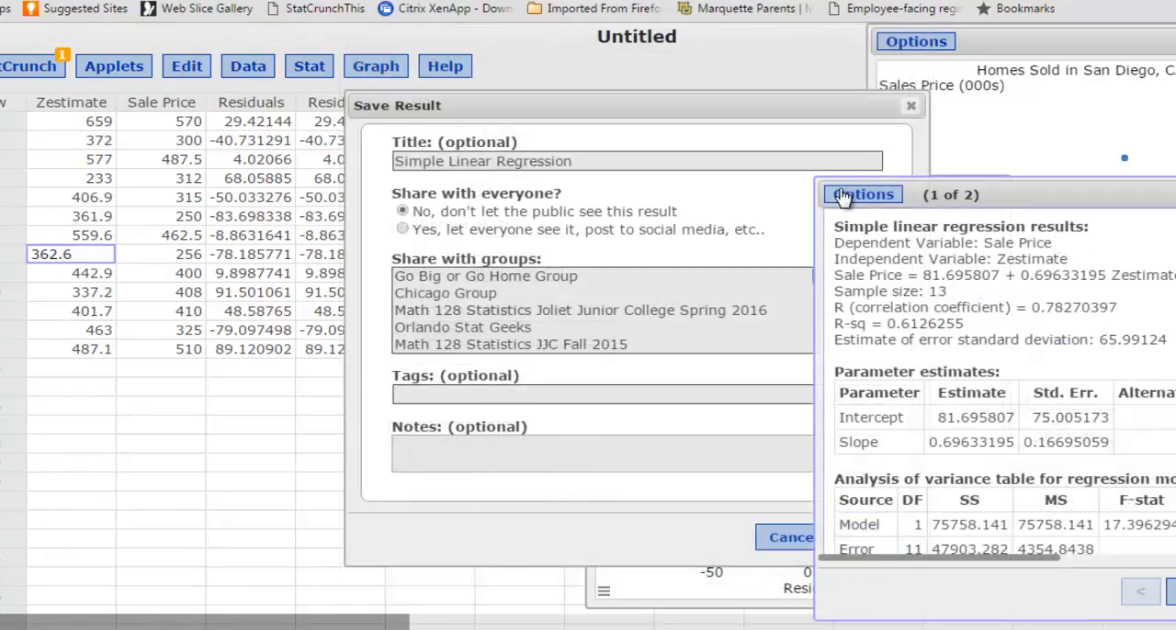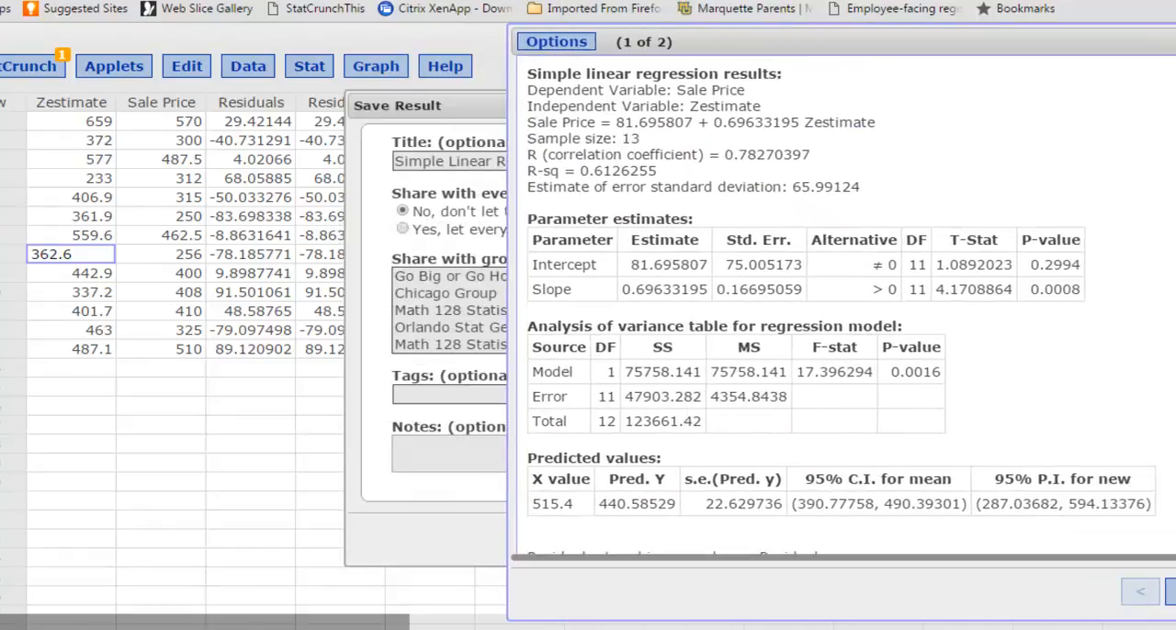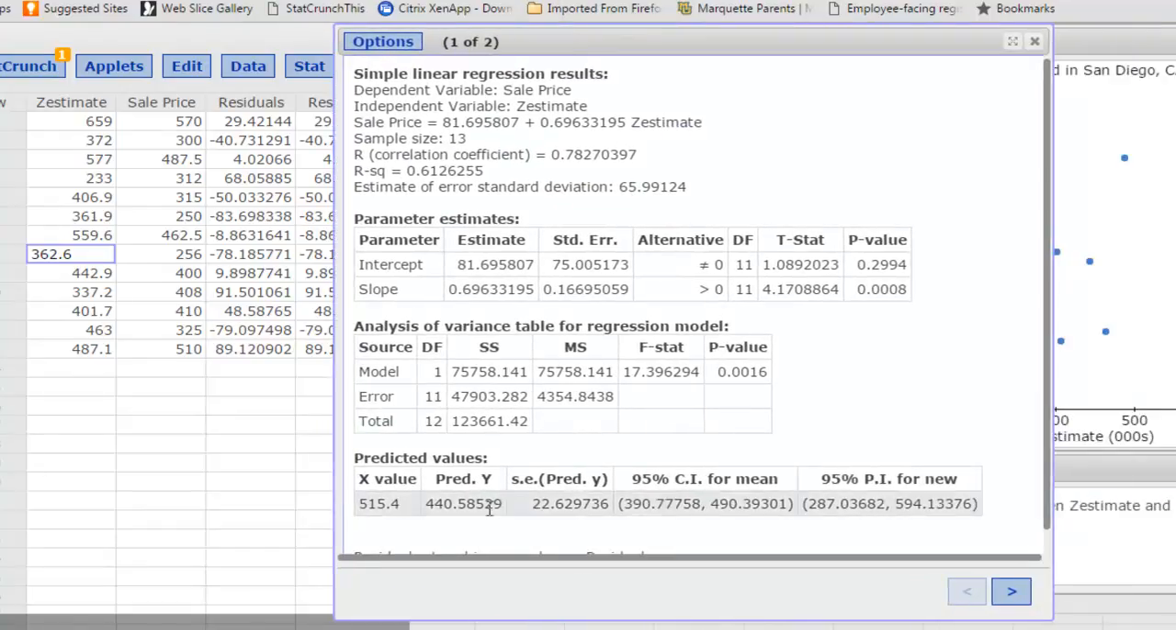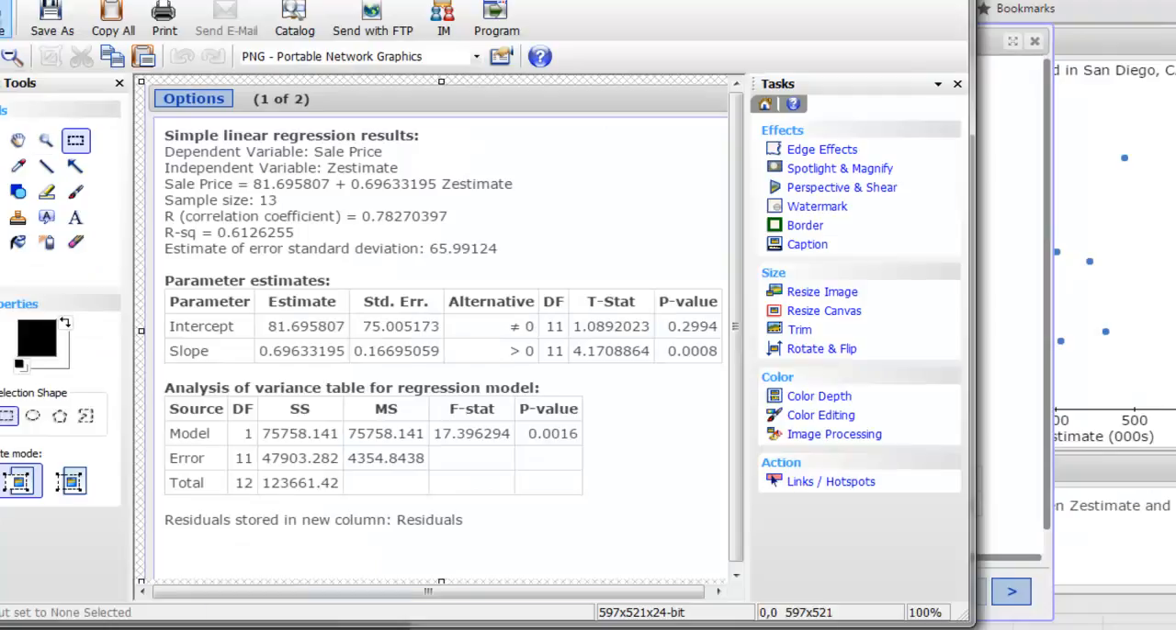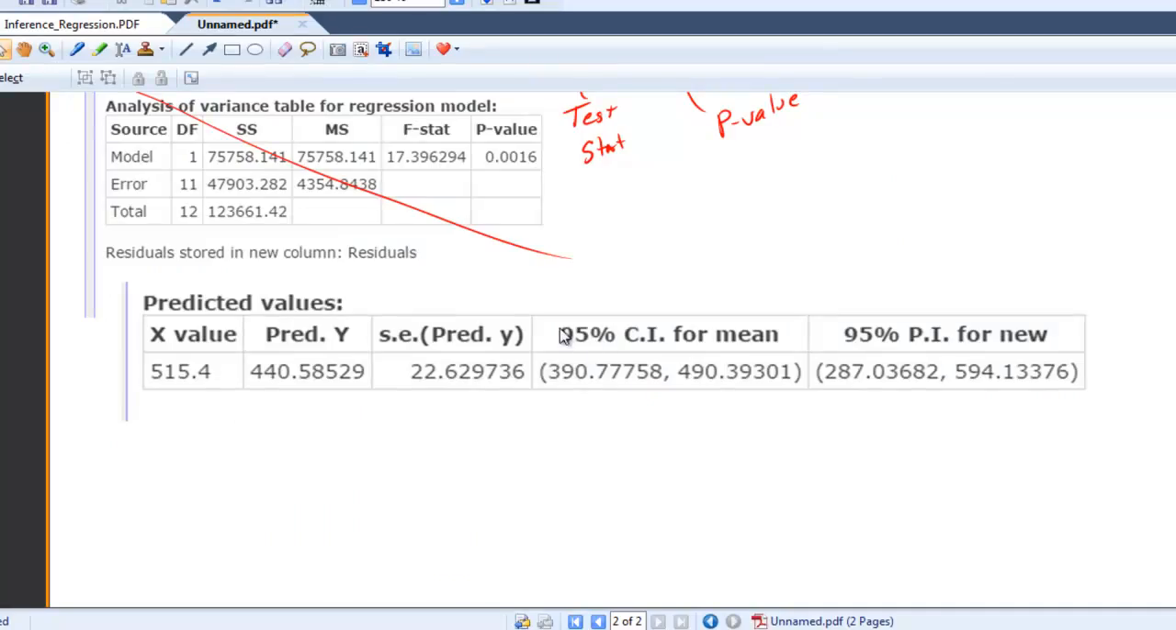So we click Compute. And down here are the predicted values. Y'all see that? So this confidence interval is the mean price of all homes whose estimate is 515.4. And there's the prediction interval for any particular home.